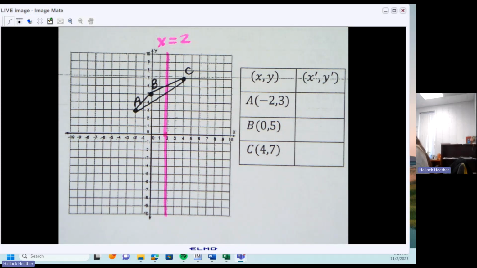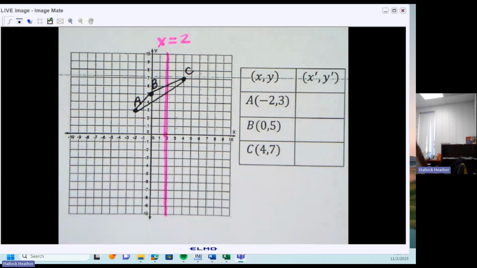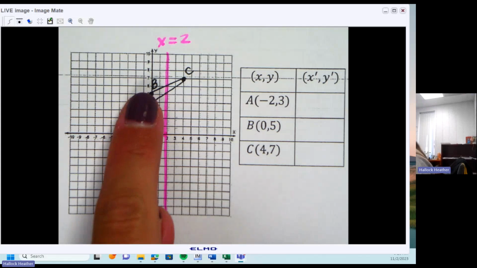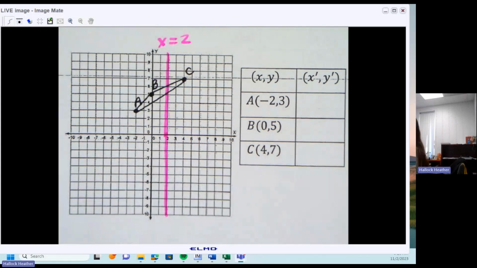Now, this one's a little strange, because the line of reflection actually goes through the picture. Anytime that happens where your line goes through your picture, that means the picture is going to end up on top of itself. Because if I fold my piece of paper like a hot dog, all the pieces on this side are going to end up on the other side. So it's literally going to fold on top of itself, and we're going to end up with a beautiful little butterfly in the end, okay? Because it's literally going to fold.